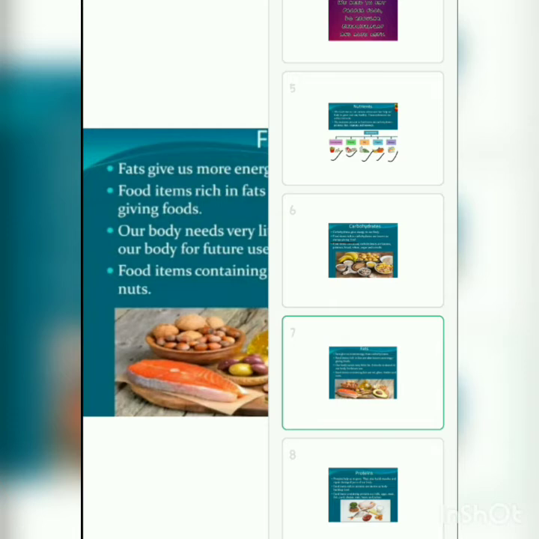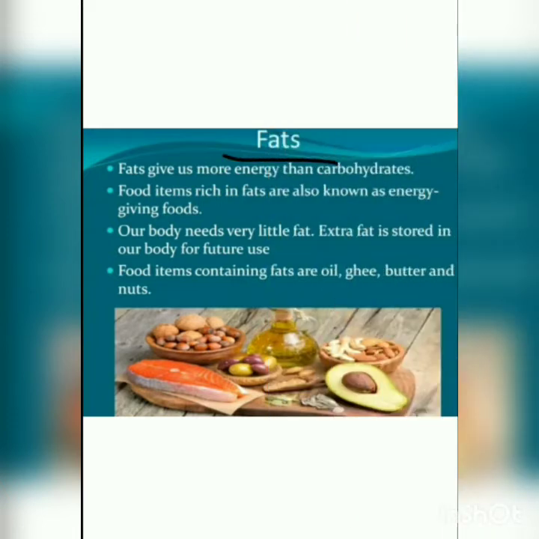The next one is fats. Fats give us more energy than carbohydrates. Fat also belongs to the energy giving food group, but it gives more energy than carbohydrates, right? But our body needs very little fat, and extra fat is stored in our body for future use. अब देखो fat जो है ये भी energy giving food group से belong करता है.